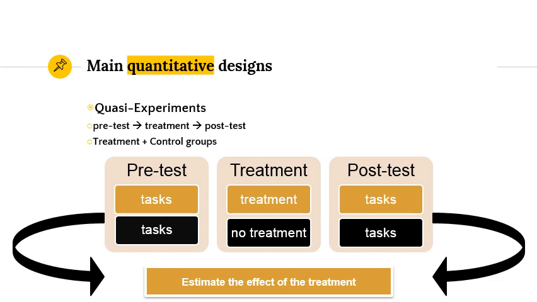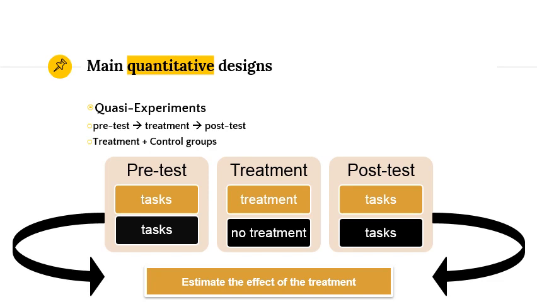Some of the more common designs are, one of them is quasi-experiments. And this is basically the idea that you want to test a treatment. You want to test whether an intervention is positive or not. So let's say that we're talking about an app for learning English. Someone developed an app, and we want to know if the app is effective or not, if it is helping or not.